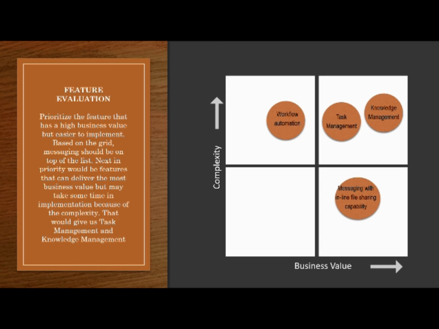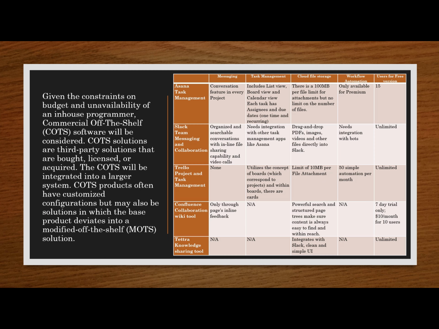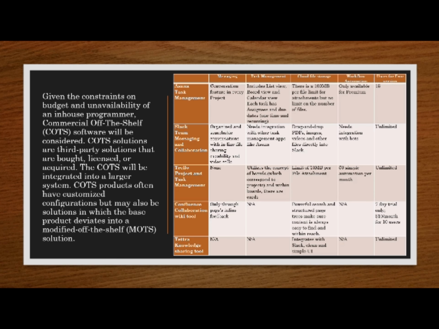Intuitively, we can prioritize the feature that has a high business value but is easier to implement. Based on the grid, messaging should be on top of the list. Next in priority would be features that can deliver the most business value but may take some time in implementation because of the complexity. Constraints on the budget and unavailability of an in-house programmer, commercial off-the-shelf software will be considered.